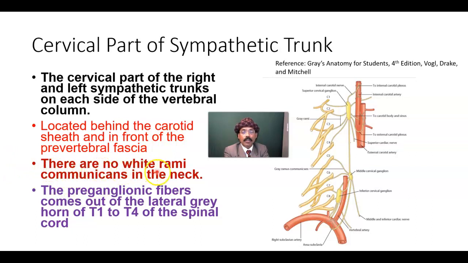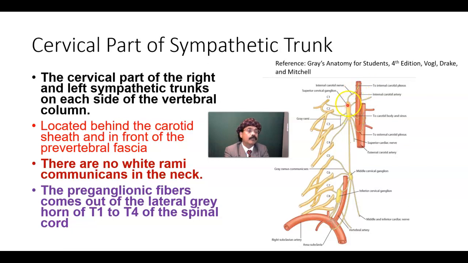There are no white rami communicantes in the neck. The preganglionic fibers come out of the lateral gray horn of T1 to T4 of the spinal cord, maybe from T5 also. From the upper end of the superior cervical sympathetic ganglion, we have the internal carotid nerve. It goes inside the cranial cavity over the internal carotid artery.